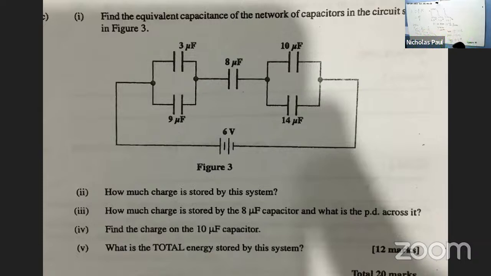Right, so I'm just checking your values. Remember that these two here are in parallel, so when you work it out, it will be 3 plus 9. That'll be 12 microfarad. So you can take off these and write 12. I didn't convert the unit yet. Work in micro all the time, and then when you do the last part, convert it.